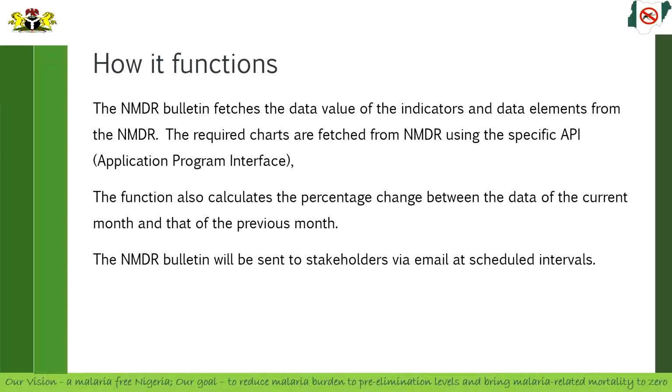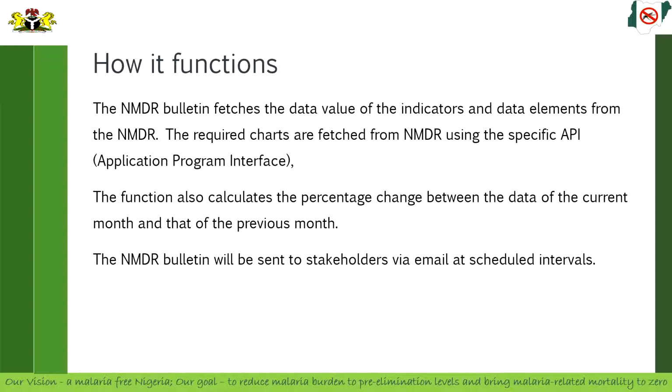The function also calculates the percentage changes between the data of the current month and that of the previous month. It depends on what we put in there. If you want to calculate annually, you can, but currently we are doing monthly analysis, with comparison as well. The NMDR fetches all these things because it has already been programmed and scripted to generate them in the order that we want.